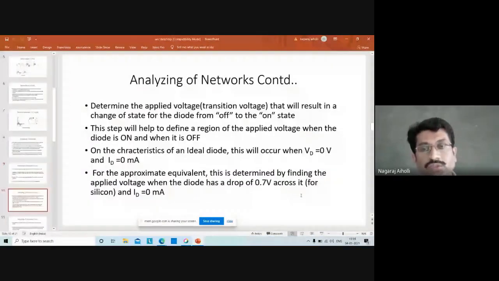Here we are determining what is called the transition voltage. The transition voltage is the applied input voltage that will determine when the diode will be in the off state and when the diode will be in the on state.